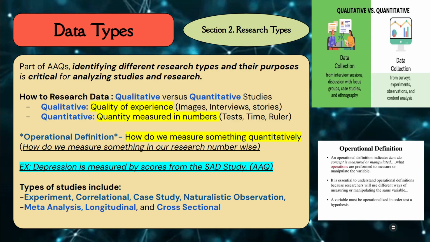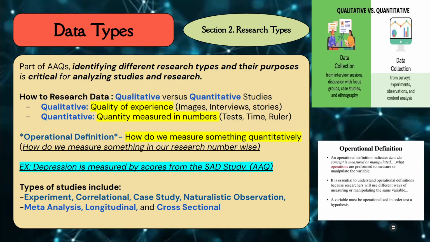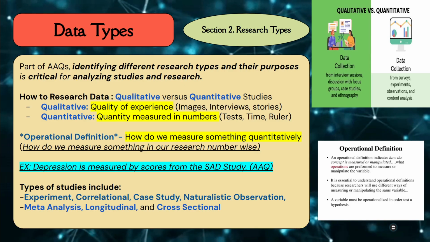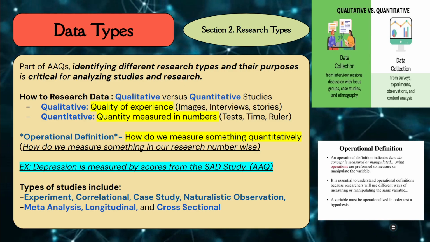Now, this is a super important term that you should know for the AP exam, which is operational definition. This is basically how we're measuring something quantitatively in a study. So it's almost like a step-by-step specific process of how they're measuring something in the research or study.